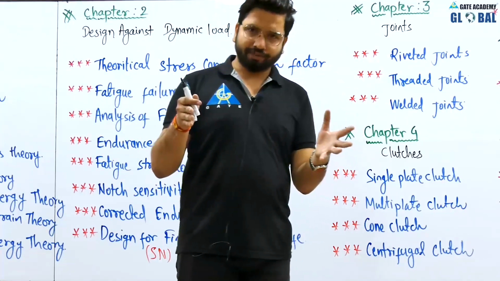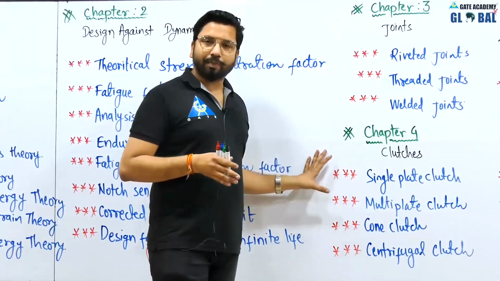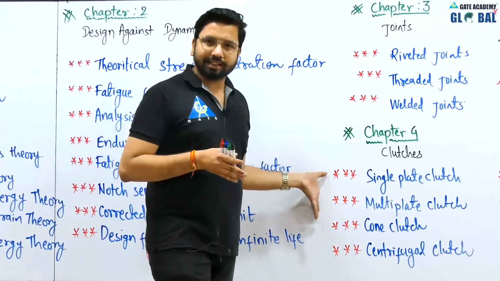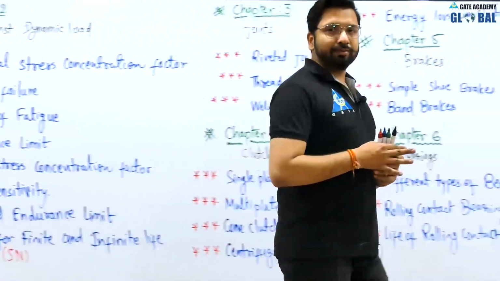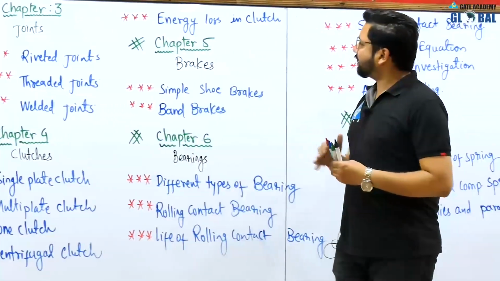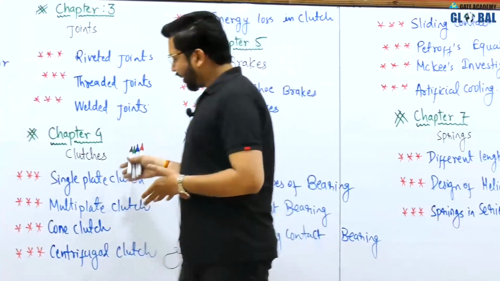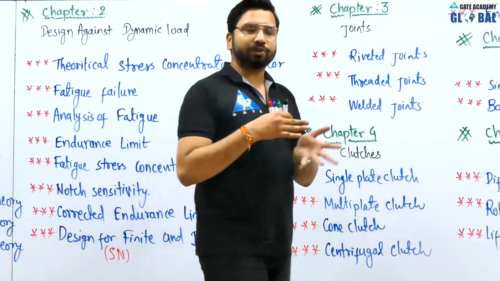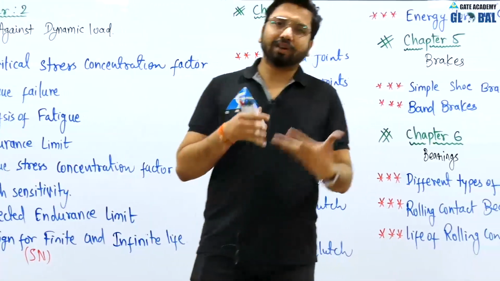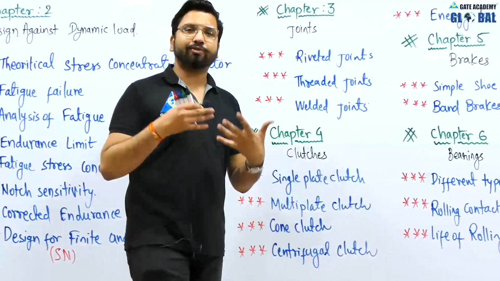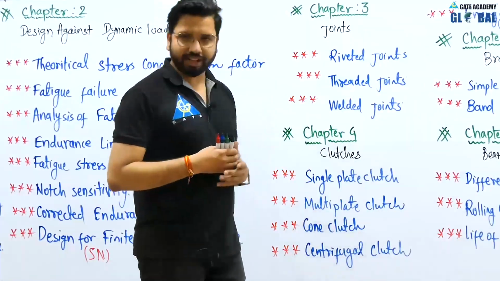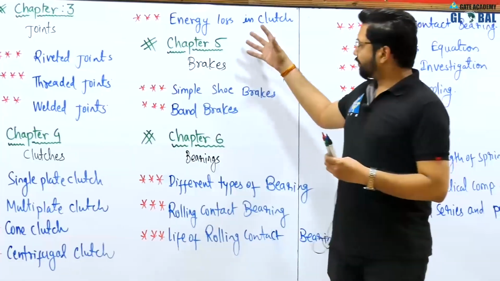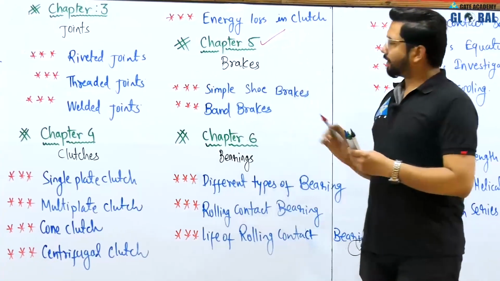From the GATE point of view, we will be discussing all the topics. I will be telling you various important facts about the various clutches. Then we will move on to the last topic of the chapter, that is energy loss in clutches. Here we will be discussing friction clutches, which are nothing but mechanical clutches. During engagement of the clutch, there will be certain losses of energy and power, so that will be part of this discussion. Then after completion of this chapter, we will move on to the next chapter, that is chapter number 5.